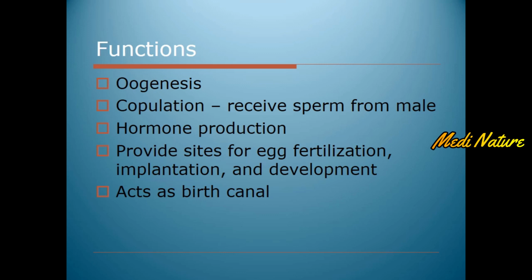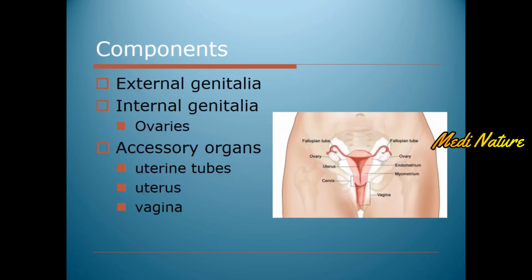So, each and every part of the system is adapted in order to fulfill these functions. So, we are going to talk about those structures. Let's see the components of the female reproductive system. It mainly consists of external genitalia, internal genitalia, and also some accessory organs. The main internal genitalia are the ovaries. The accessory organs are the uterus, uterine tubes, and vagina.